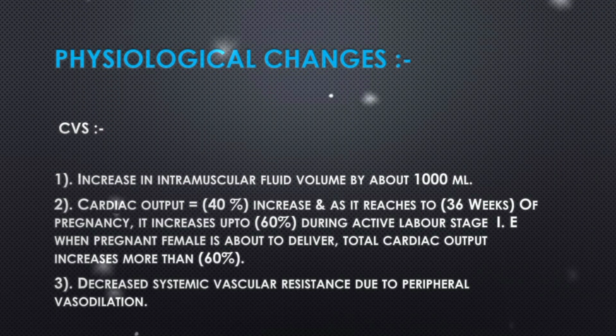Then there is an increase in cardiac output, about 40%, and as it reaches 36 weeks of pregnancy, it increases up to 60%. And during the active labor stage, that is when the pregnant female is about to deliver the baby, the total cardiac output increases even more than 60%. So you can see how drastic the physiological changes are during pregnancy. Then there is decreased systemic vascular resistance due to peripheral vasodilation. I hope the cardiovascular section of the physiological changes is clear.